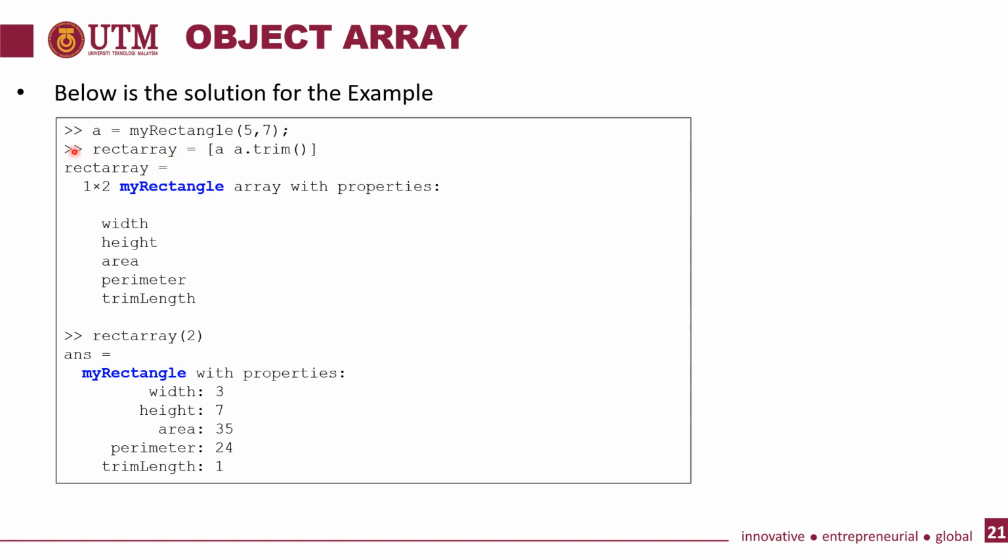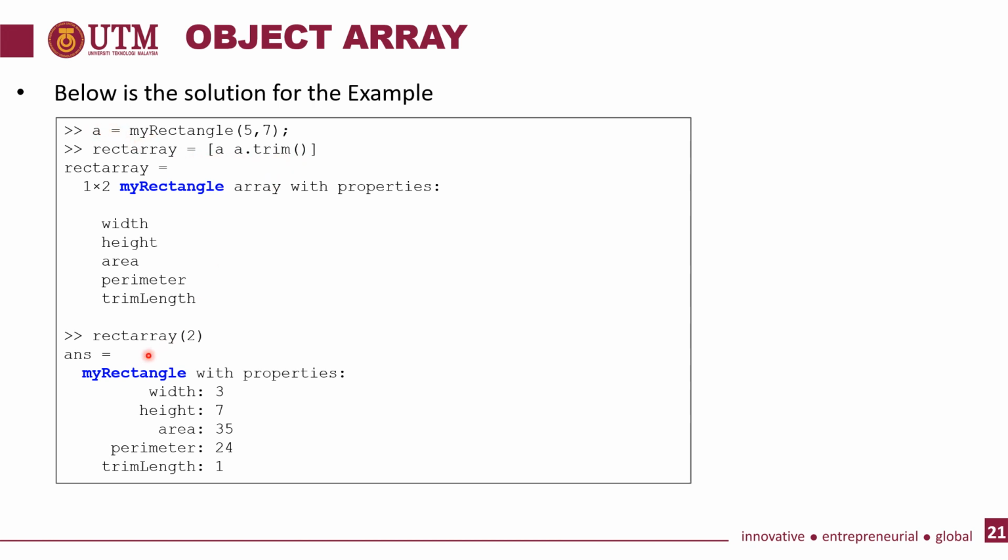It will create a rectangle array, a 1x2 myRectangle array with properties: height, area, perimeter, and trim length. So it will create an array from this syntax, because you initialize it as an array. First you initialize it as an object, and then you initialize it as an array.